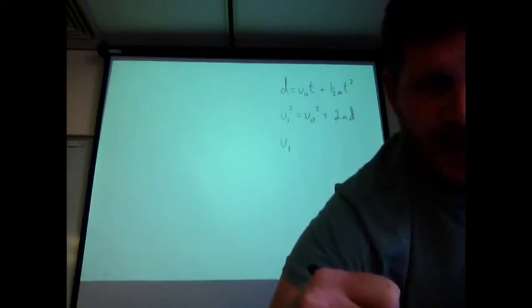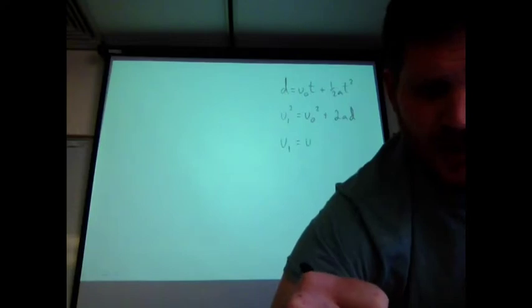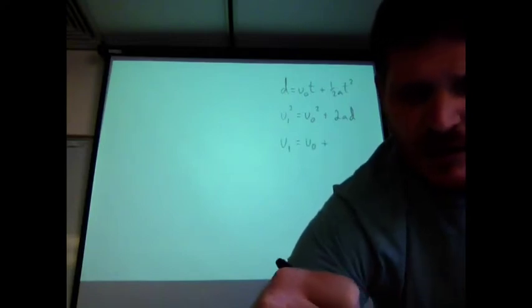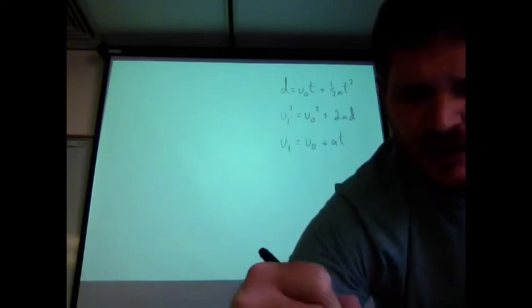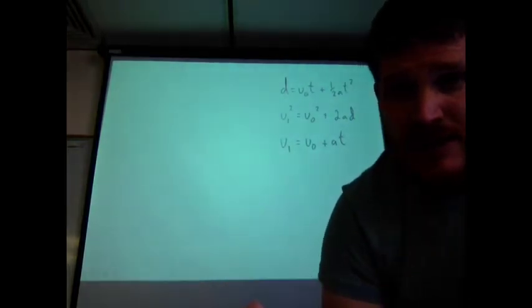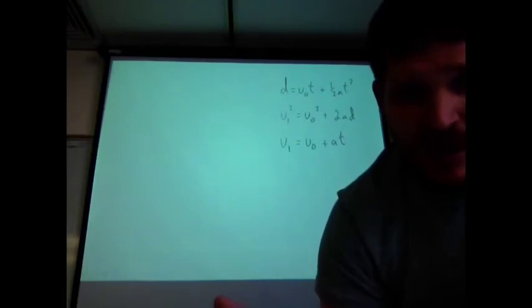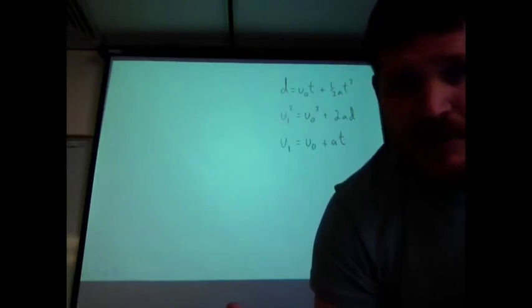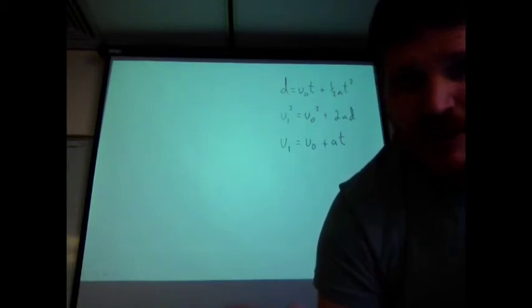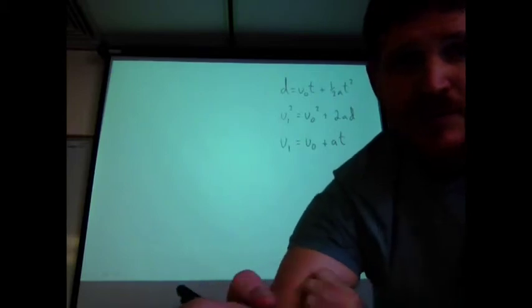Next one. We have V sub 1 equals V sub naught plus AT. Same thing. A lot of times that V sub naught is 0 because we're starting from rest. So look for keys like that in your problems. Starting from rest. Look for, is it an object that's falling? Those are all things that are going to help you out when you're doing these problems.